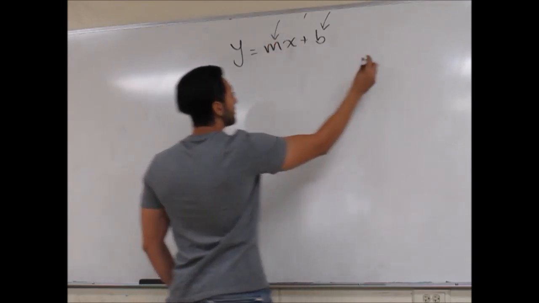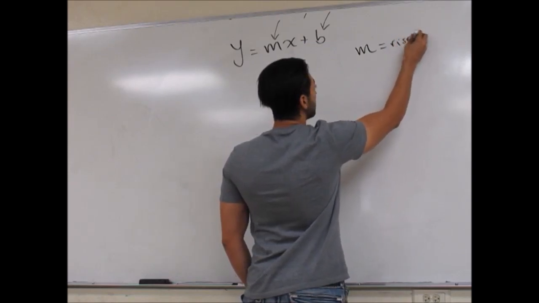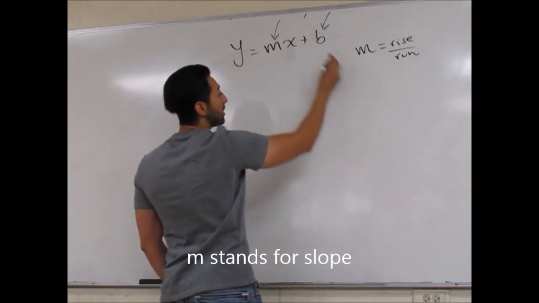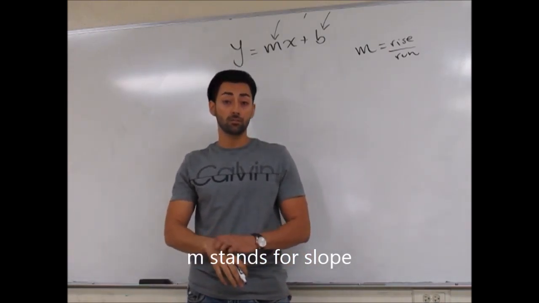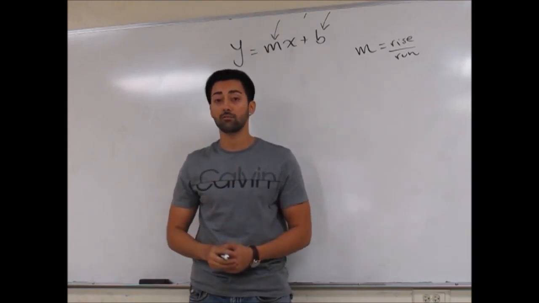This m here stands for your slope, and by definition that's equal to rise over run. And this b off to the side is your y-intercept. We looked at that in the previous video when we did intercepts, and we got a glimpse of what a y-intercept would look like. That's when the x value is 0.